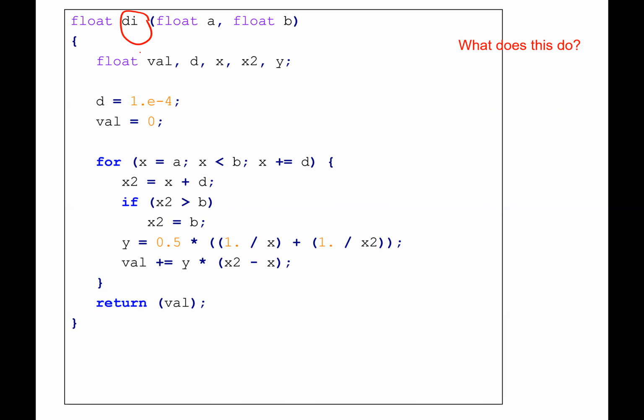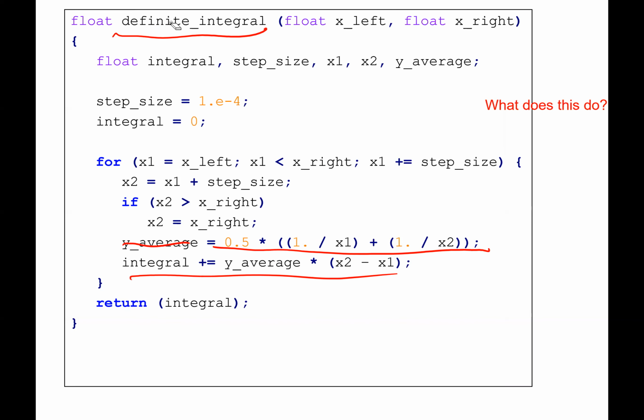The variable names are not misleading. DI for definite integral, X, A for the start, D for the step size, Y. The variable names are actually not misleading. They're reasonable. They're what you'd find in a math textbook, but it's still hard to read. And it's not a very complicated function. As soon as I use longer names, it's much easier to understand. So many more groups were able to buzz in and give an answer of what this is.